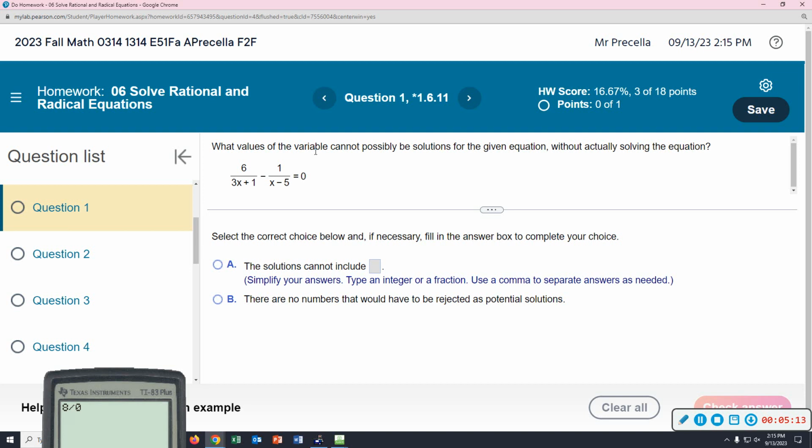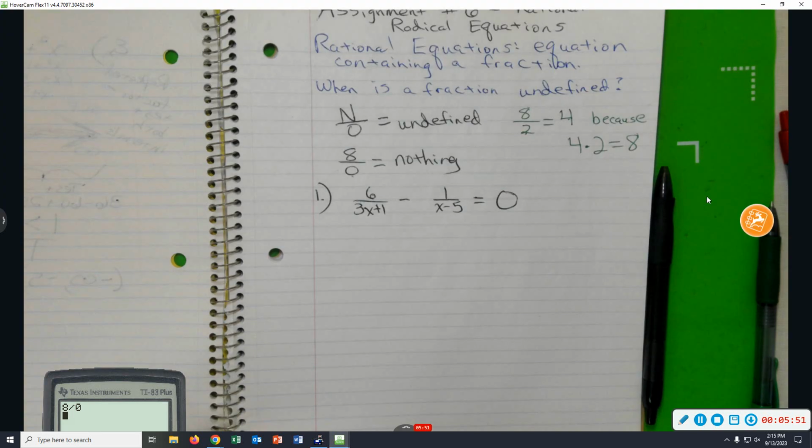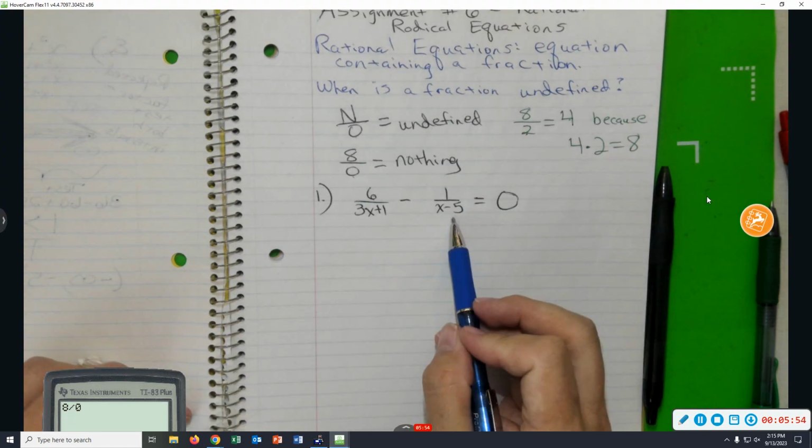Let me write this problem down: 6 over 3x plus 1, minus 1 over x minus 5, is equal to 0. Notice it asks, what values of the variable cannot possibly be solutions for the given equation? They're not asking you to solve the equation, just what numbers can't be solutions. I see two different denominators.